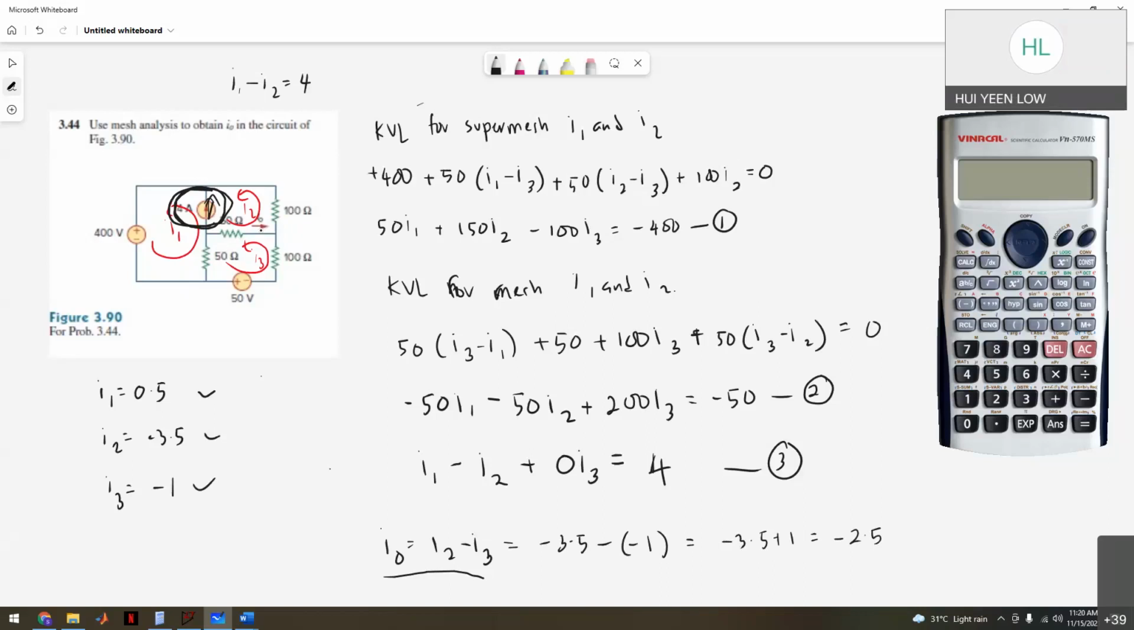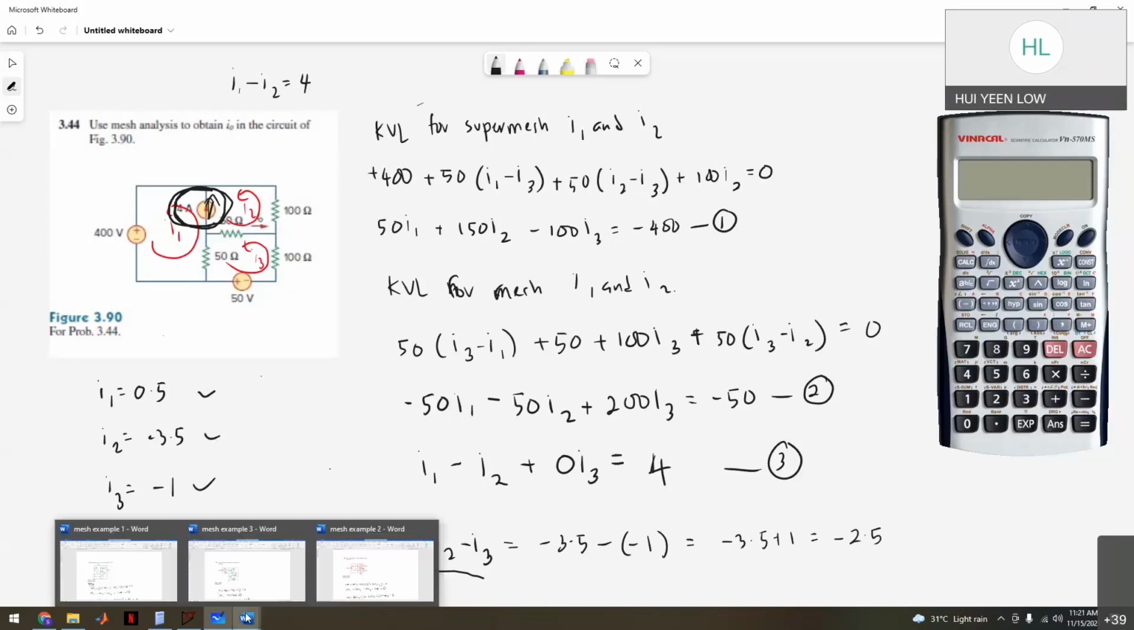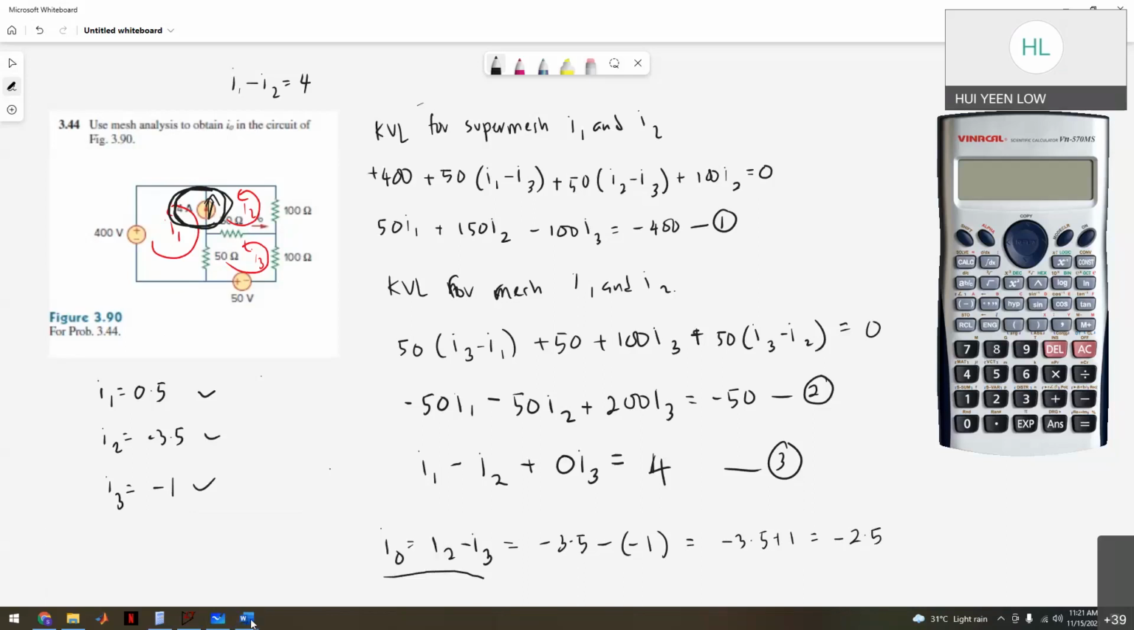Doctor, yes. If I use clockwise, I take the super mesh as the reference to compare with IO. And then I write IO equal to negative bracket IB minus IC. Can I do it like that? Because it is opposite to the super mesh clockwise mesh current.